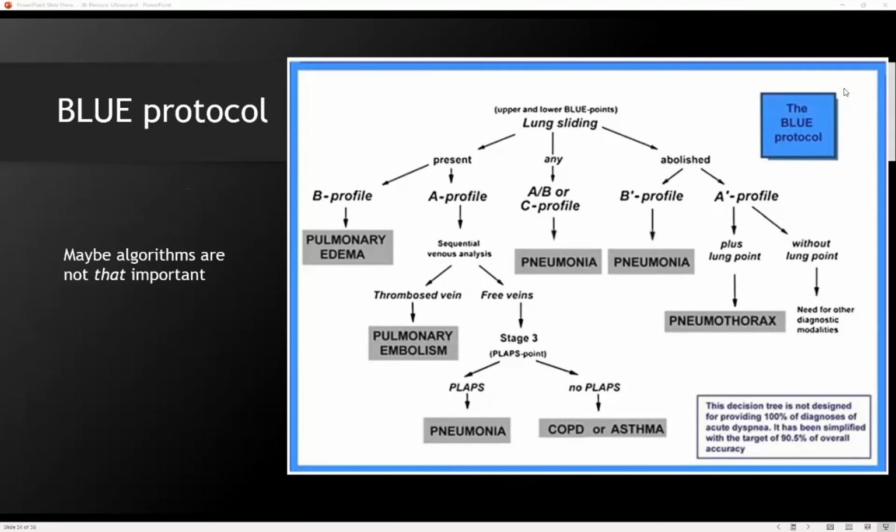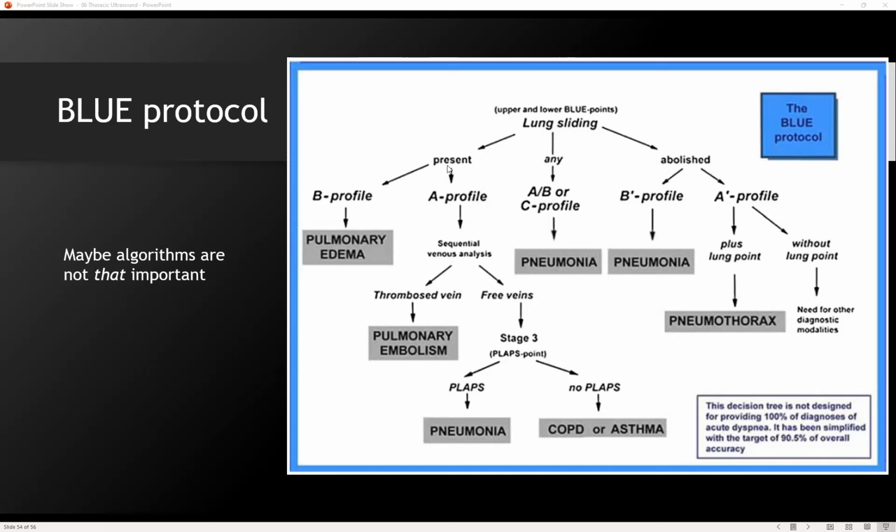Now, this is the BLUE protocol, and it's got all these complicated lines: a B profile, A profile, A prime, B prime, ABC profile. But actually, all 7 cases that we just went through are this algorithm. If you understand all the things that you're seeing, there's no reason to memorize this algorithm. So for example, you have lung sliding and bilateral B lines. We correctly identified that this was pulmonary edema.